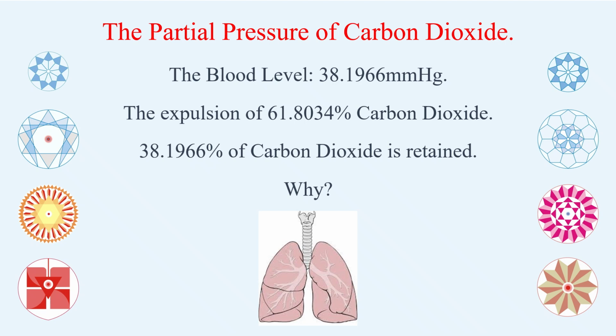Now comes the partial pressure of carbon dioxide. Carbon level is 38.196, expulsion is 61.80, and 38 point carbon dioxide is retained for producing hydrochloric acid in the stomach, or alkaline in the pancreas, or hydrogen chloride in the kidneys. To maintain the pH, this concentration between oxygen and carbon dioxide is very important. So no wonder partial pressure of oxygen and carbon dioxide both are very important regarding the pH, along with the electrolytes, glucose, water, everything. I think once these 10 things are maintained, you will be perfectly healthy as you move on.